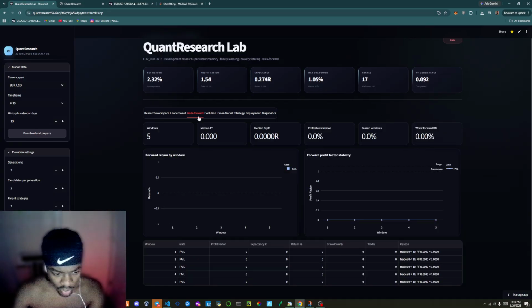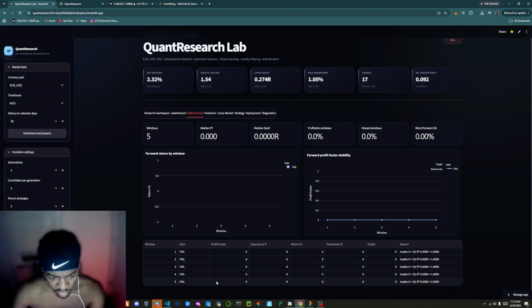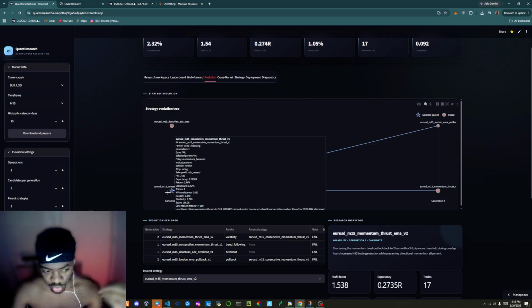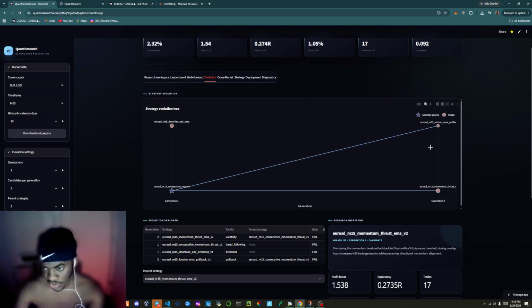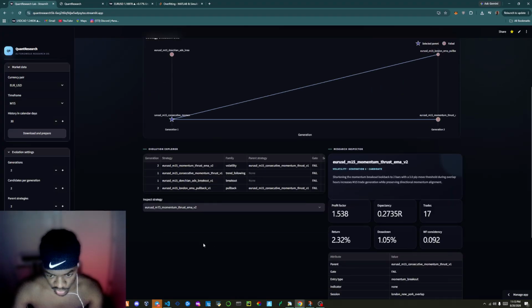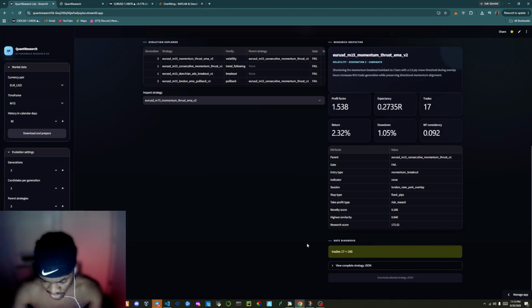And then you got your walk forward. All those basically fail, with no trades present on the walk forward. The evolution of the strategies, so basically generating new strategies based on the previous strategies, like doing London only and things of that nature, those tended to also perform good as well.